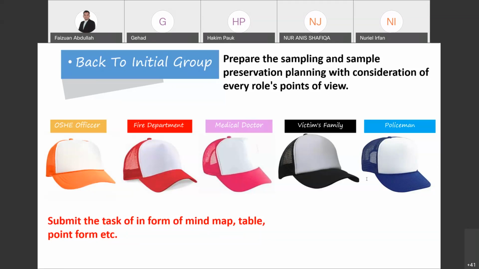Do you have any question about this activity? I will give the slides and the video in the e-learning. Doctor, can you repeat for the fire department, OSH and medical what we should consider?